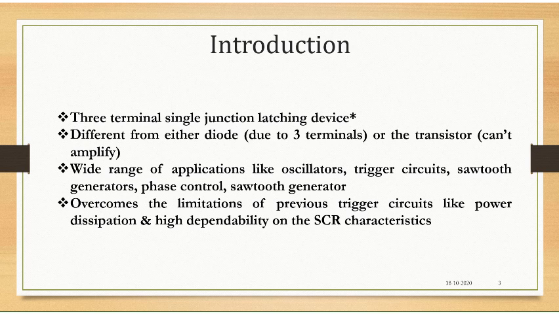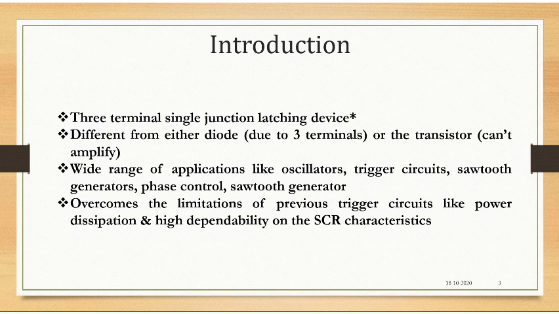It is called uni-junction, but its characteristics are different from a diode because it has three terminals. It is not similar to a diode, and it is not similar to a transistor because it cannot amplify voltage or current. We will be discussing its functionality.